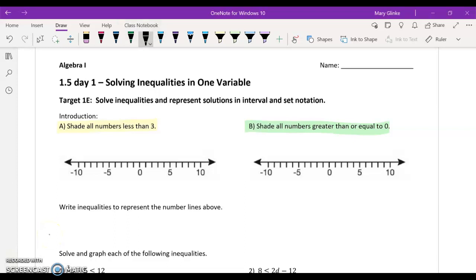For all of the numbers less than 3, numbers like -10, -5, 0.5, 1.5, 2.5 work, but 3 does not work. So at 3, we would have an open circle. The open circle means, again, that this does not work. It's not a solution. But everything to the left of there should be shaded. For the next one, all numbers that are greater than or equal to 0 would be anything that is a positive number. But 0 works because it says or equal to. So this filled in circle here means it is a solution.